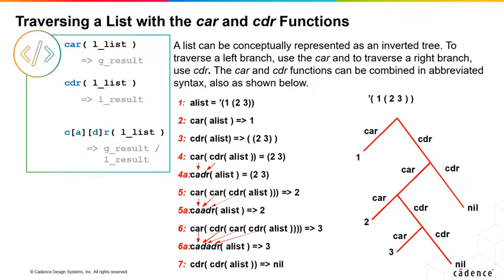Then let's go ahead and specify car of alist. That's the easy one. It pulls off the first item, and you can see we've taken the left branch. Next, let's do cdr of alist. You can see here we've pulled off the first item and we've got a list containing the list 2, 3. So it's a list with a sublist.